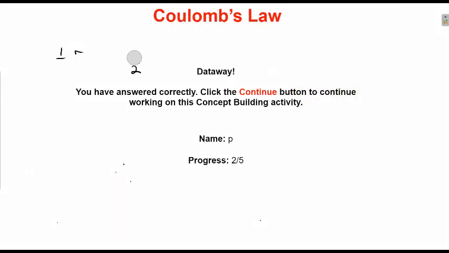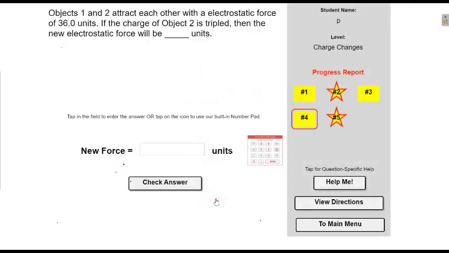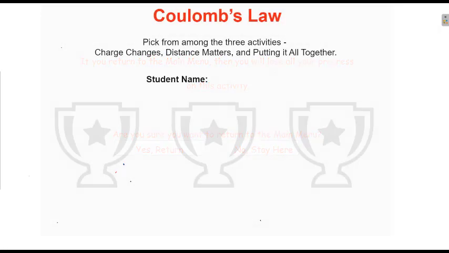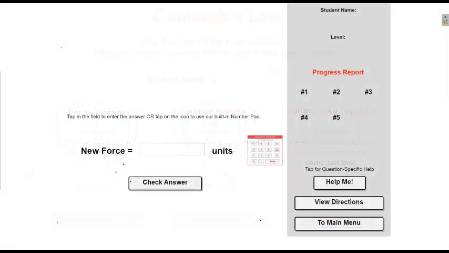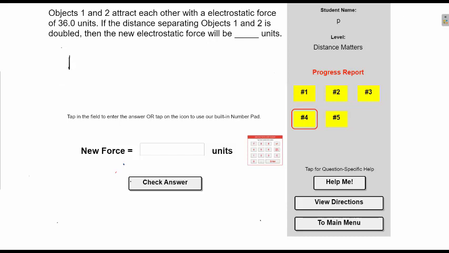All right, let's go to the separation distance one now. Okay, so distance matters. Now we have F is equal to 36. Here we have to remember the equation KQ1 Q2 over radius squared. Since this is squared, that's gonna make it a little bit trickier.